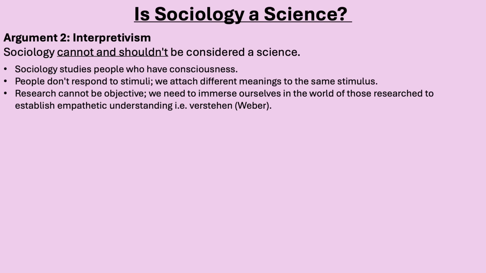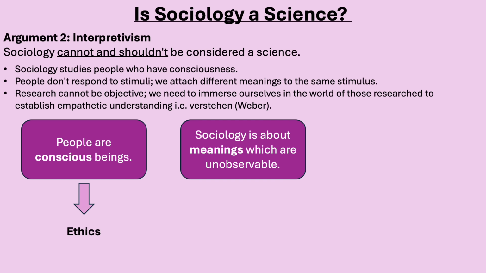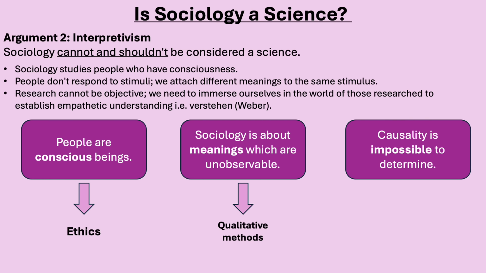We need to immerse ourselves in the world of those researched to establish empathetic understanding, which is Verstehen. So the process is people are conscious beings, which is the ethics of it all. Sociology is about meanings which are unobservable, which needs qualitative methods, and causality is impossible to determine. There are too many extraneous variables, which are external influences, so you can't isolate one thing.